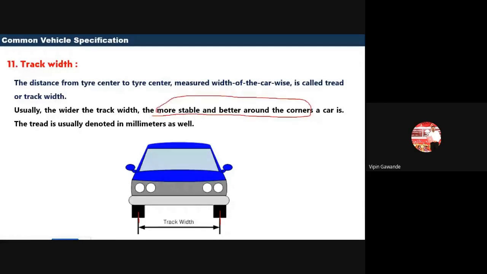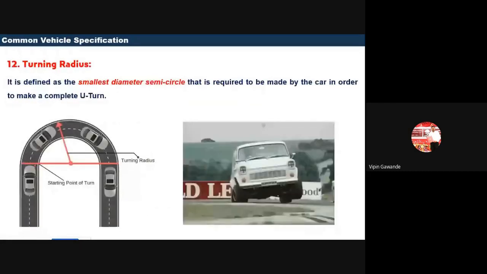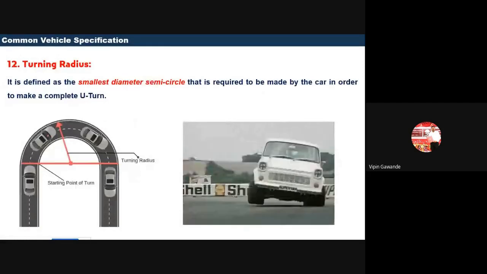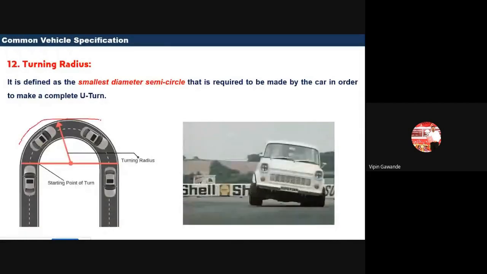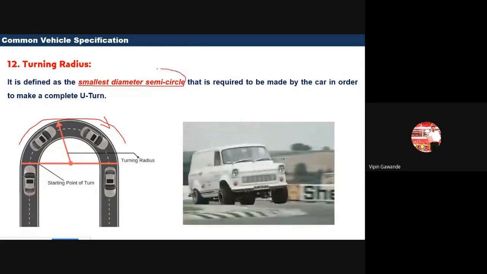Then we have discussed the turning radius. That means how much effort our vehicle is taking while taking the smallest turn when it is running on a curve. So it should make the smallest diameter semicircle.